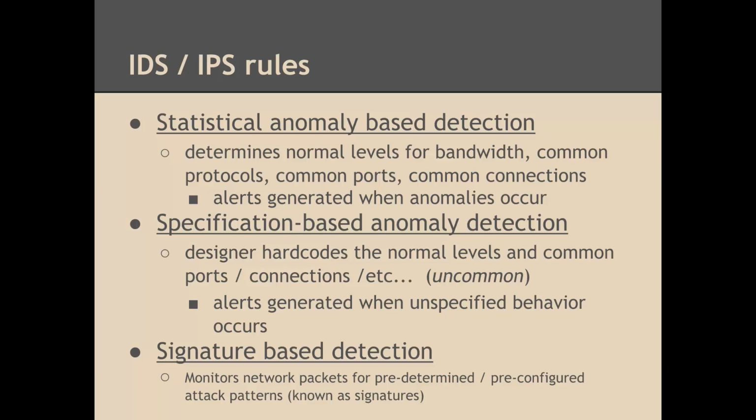Now, statistical anomaly-based detection without the specification would simply determine the normal behavior of the network, normal levels of bandwidth for various protocols, and traffic going across various ports, and identify the common connections that are made across the day, and then generate alerts when anomalies occur. Perhaps these baselines deviate past a threshold, and in those cases the operators want to know of those anomalies when they occur in real time, or at least have a log of them.